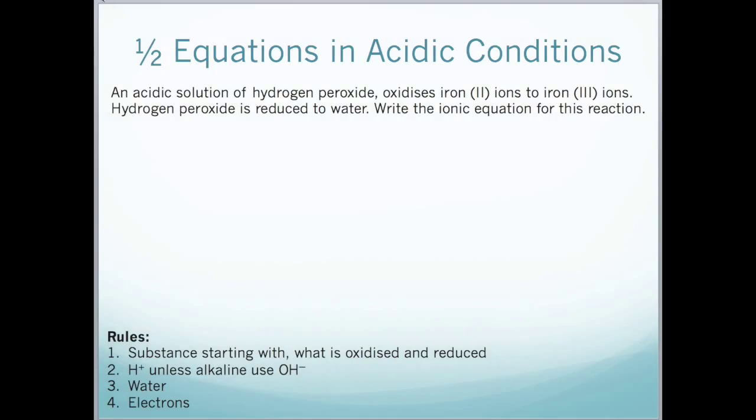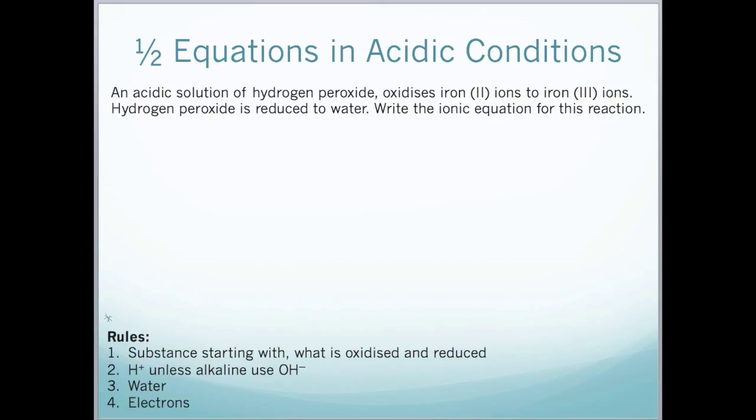This other example, in this case we are asked to write half equations under acidic conditions. In this question we're told that an acidic solution of hydrogen peroxide oxidizes iron 2 ions to iron 3 ions, and the hydrogen peroxide is reduced to water, and we're asked to write the ionic equation for this reaction. So here at the bottom I've got the rules. First of all, we need to know the substances that we are starting with, and then we also need to know what is being oxidized and reduced.